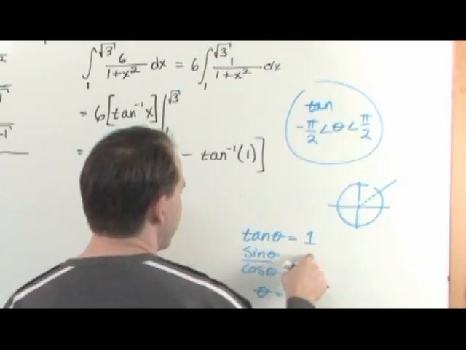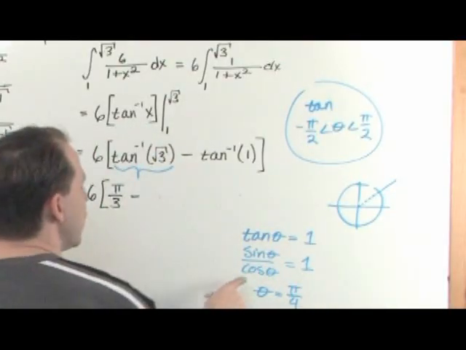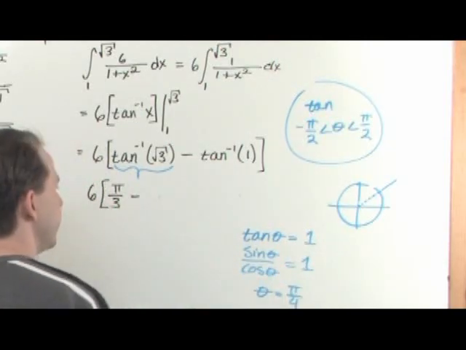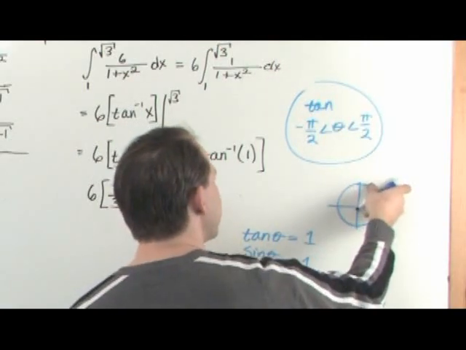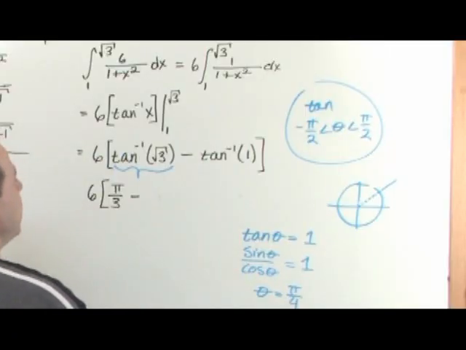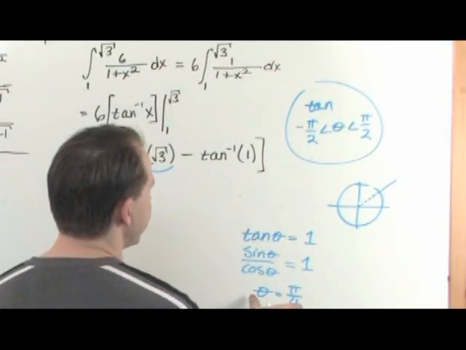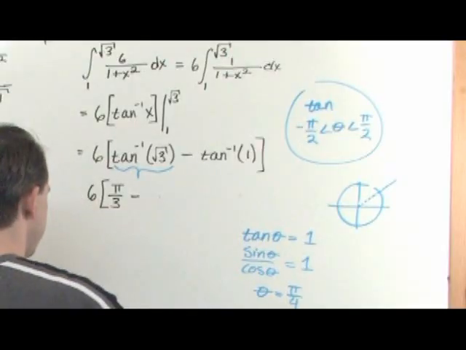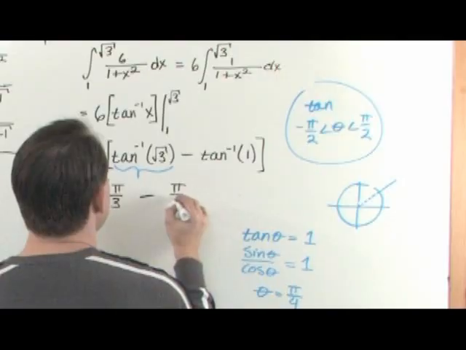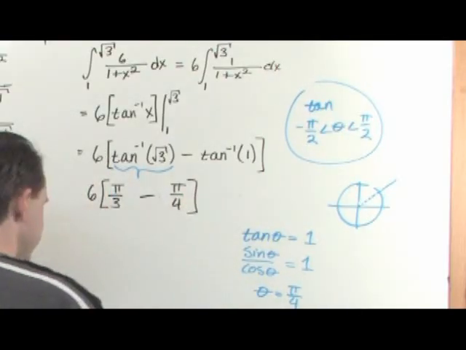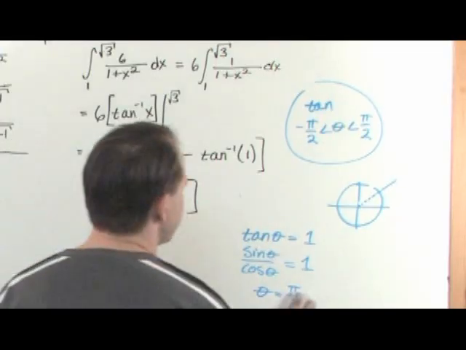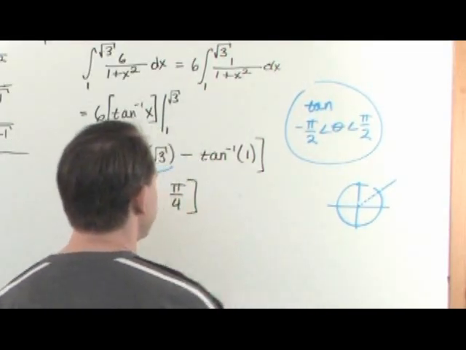Sine of pi over 4 would give me square root of 2 over 2. Cosine of pi over 4 would give me square root of 2 over 2. Square root of 2 over 2 divided by square root of 2 over 2 is 1. So this is really the only place in that range where this reduces to 1. So this is the proper angle. I'm going to have pi over 4 here. You can also use your calculator for things like this, but you're really supposed to be using the unit circle to make sure you understand everything.